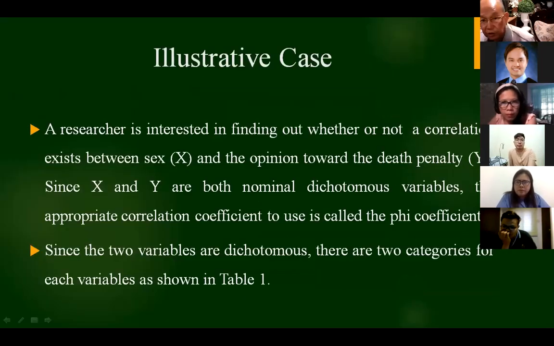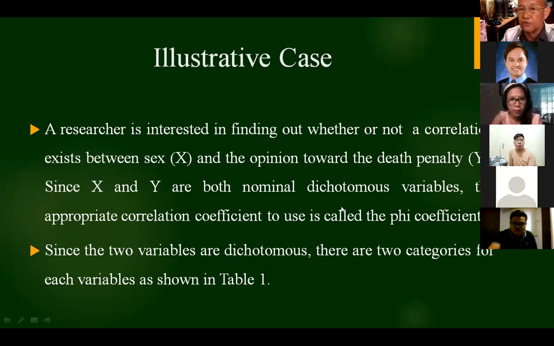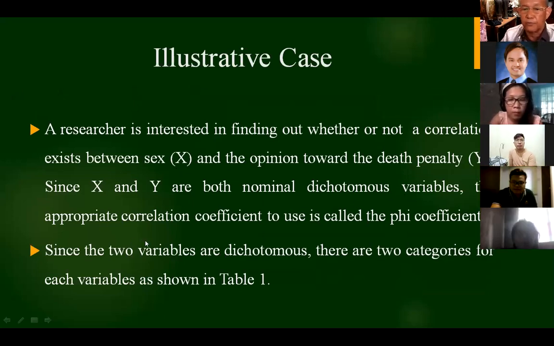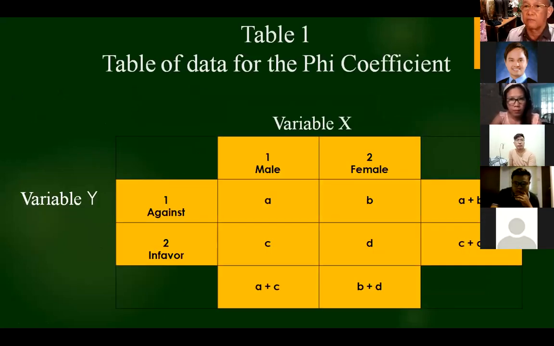All right. So ito yung illustrative case, no? A researcher is interested in finding out whether or not a correlation exists between sex and the opinion towards death penalty Y. Since X and Y are both nominal dichotomous variables, the appropriate test is the Phi coefficient. How does it work? Let me present to you an example. I am saying that before you do the analysis for the computations, you should have at least a matrix. Column 1, again, si Kambukari sa Pearson, are respondents. All right? Number them, 1 to 33, like that.